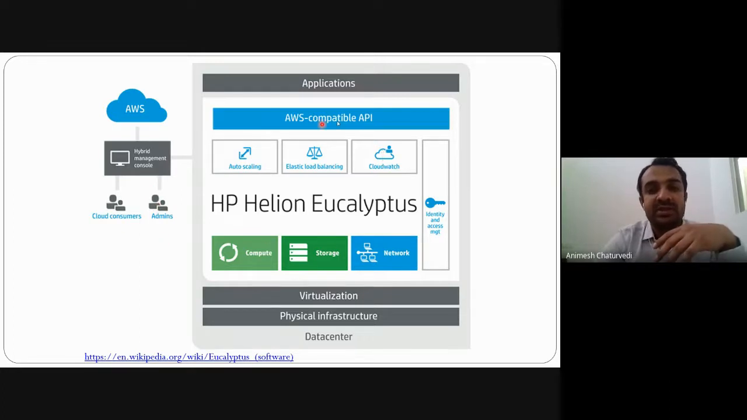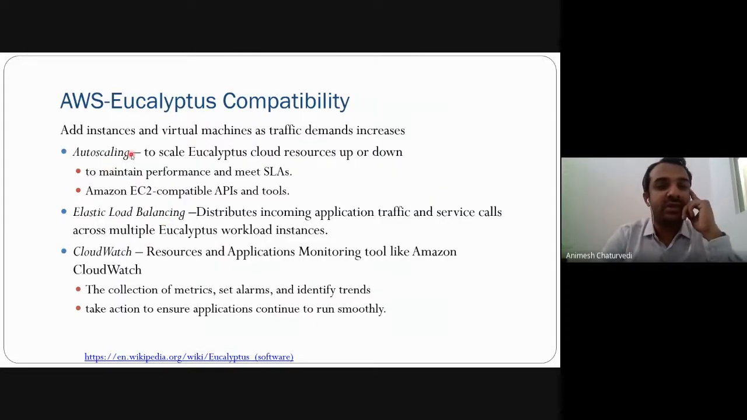So this part, whatever you are seeing, is the whole Eucalyptus enabled with an Amazon compatible API, and this is Amazon Web Service, which has EC2, S3 and EBS, and this is the user interface for the cloud consumer and admin. So we'll discuss what each thing does.